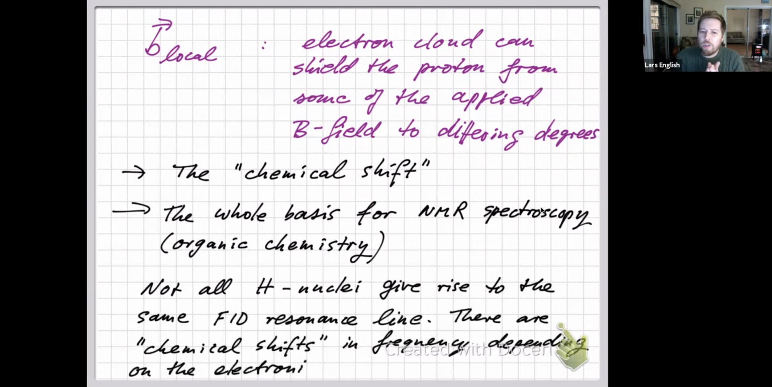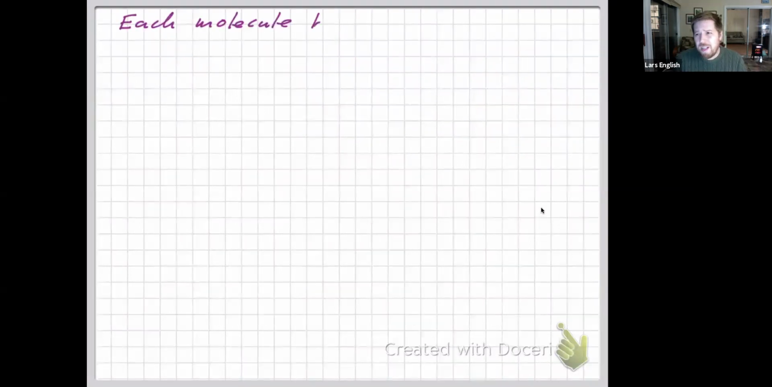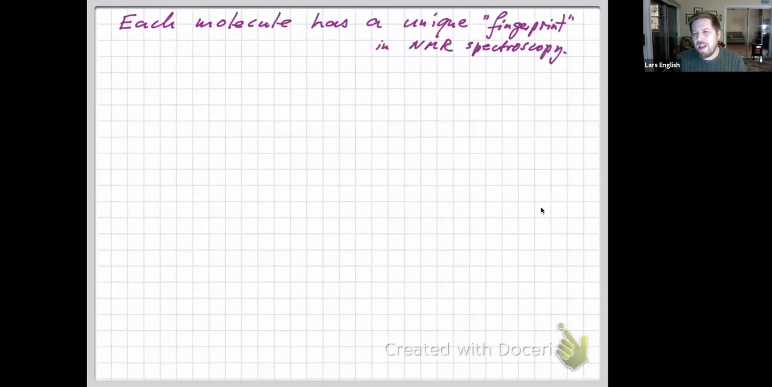There are small shifts in frequency depending, as I said, on the electronic configuration in the electronic environment. Due to this chemical shift, we can say that each organic molecule has its own unique fingerprint in NMR spectroscopy. So this is therefore quite a useful scientific tool for that reason.